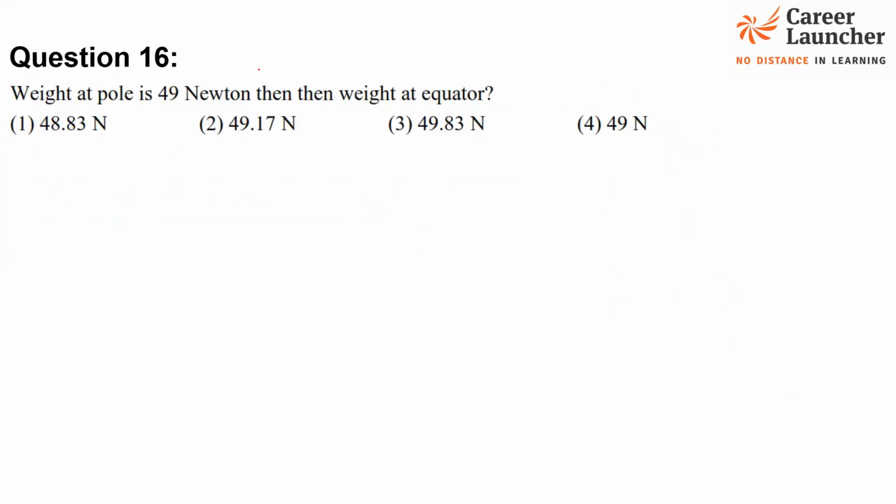Weight at the pole is 49 Newton and the weight at the equator will be how much? Looking at the options itself, you can directly say that it will be slightly less than 49 Newton. Why? Because at the equator, it will be g minus omega square R because of the rotation of Earth. And this is not a very big value to bring an appreciable change, it will only bring us a very small change. So the answer is option 1.